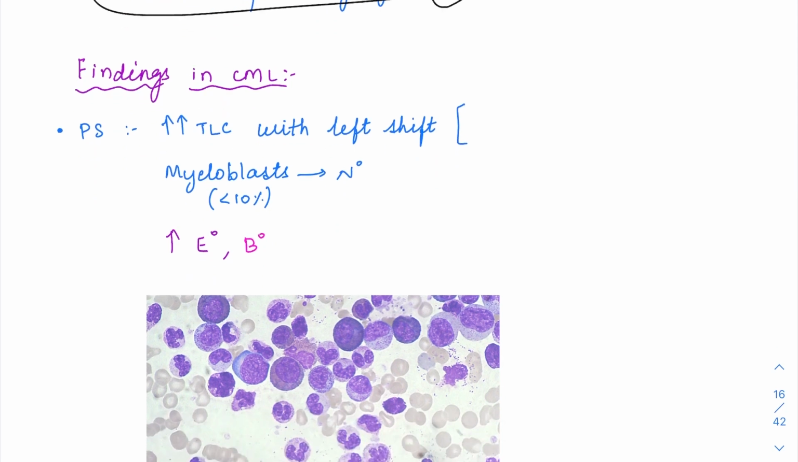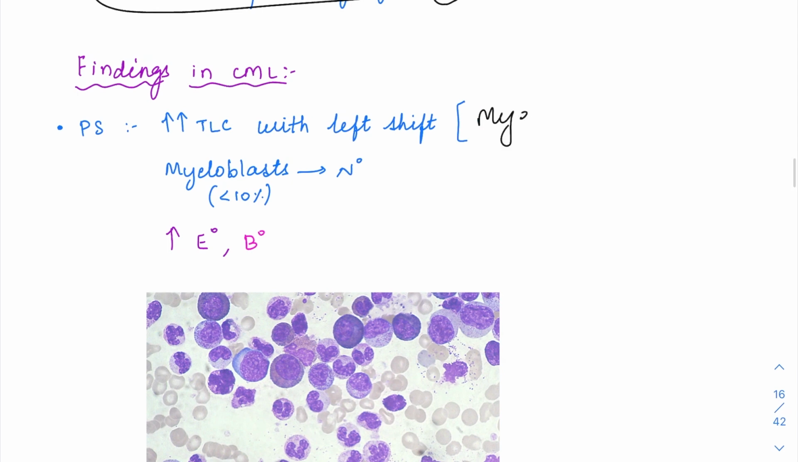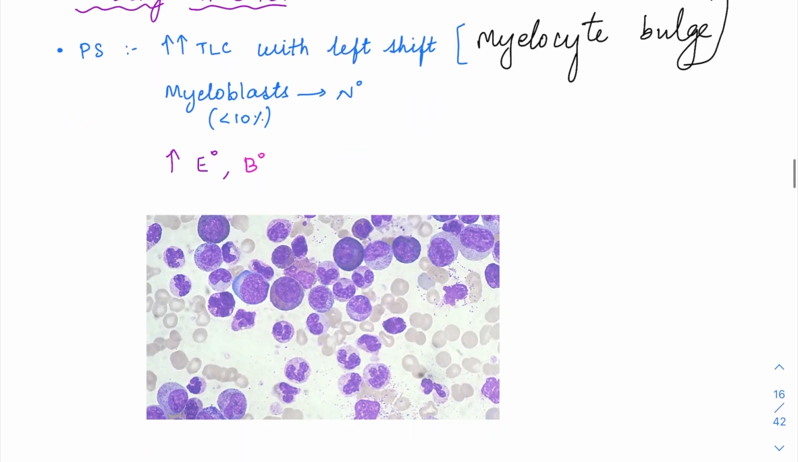So what are the findings which we see in CML? If you look at the peripheral smear, there is going to be leukocytosis in the first place, and there will be lots of myeloid cells. Starting from myeloblasts till neutrophils, all the lineages will be present. Left shift, we call it. So myeloblasts, promyelocytes, myelocytes, metamyelocytes, band forms and neutrophils, everything is going to be present, and here the maximum cells are going to be the myelocytes. So we call it myelocyte bulge.